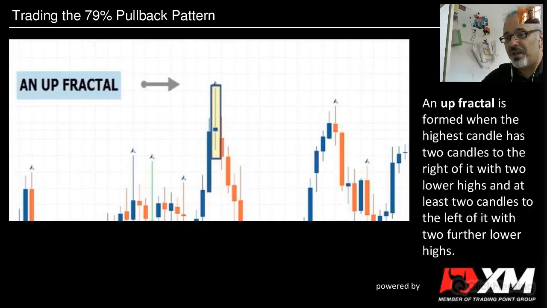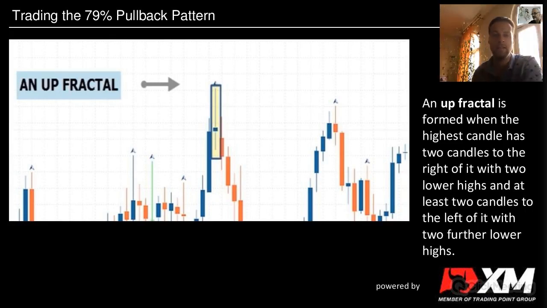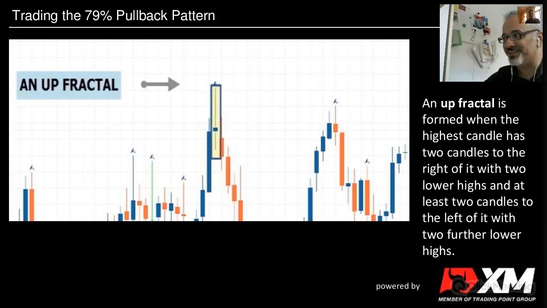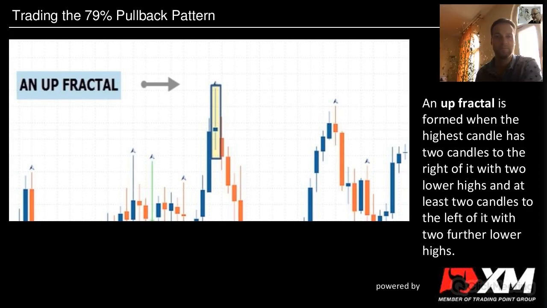Good. So we have an up fractal. An up fractal is formed when the highest candle has two candles to the right of it with two lower highs, and at least two candles to the left of it with two further lower highs. Or in other words, it's the highest candle within 5 candles, with that candle in the middle. Take the middle one; if it has the highest high, then this is the up fractal candle.